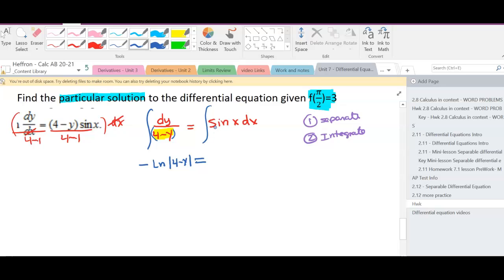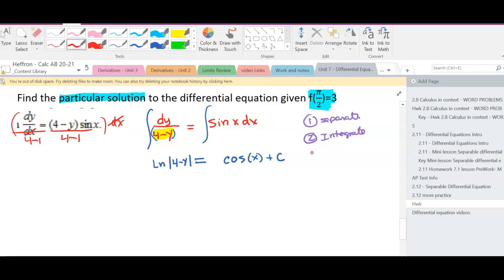The integral of sine is going to be negative cosine, because the derivative of cosine would be negative sine, plus c. Well, I can see if I just multiply everything by a negative, those signs will change, and c can stay positive because it's just a constant.